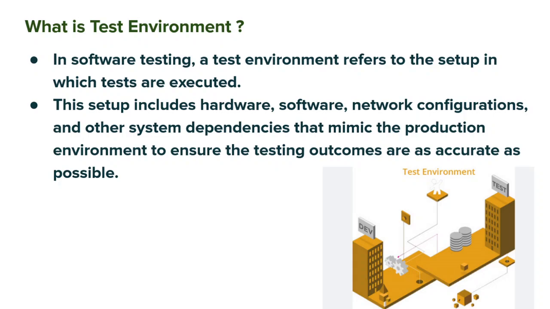So the test environment includes hardware, software, network configurations and other system dependencies that will mimic the production environment to ensure that testing outcomes are as accurate as possible. So as a QA team, before starting the test execution, we should set up the proper testing environment. That can be hardware requirements, software requirements, network configurations and other system dependencies, that should mimic the production environment to ensure that the testing outcome is as accurate as possible.